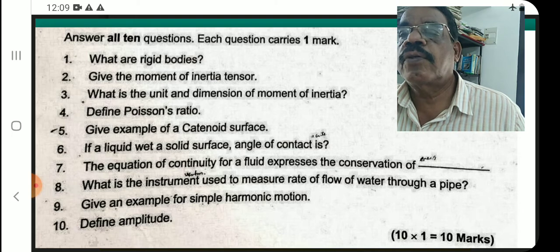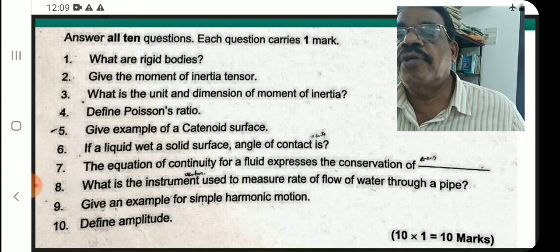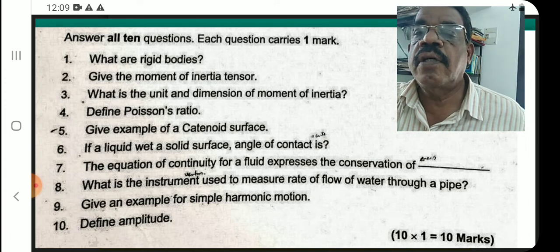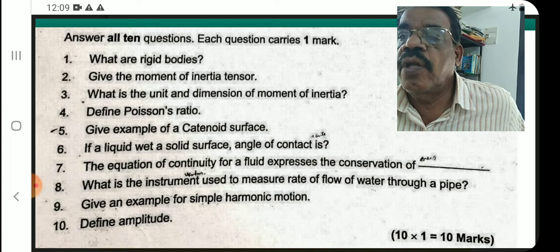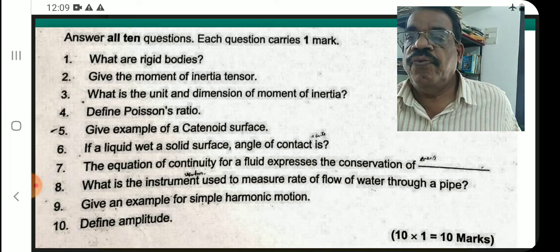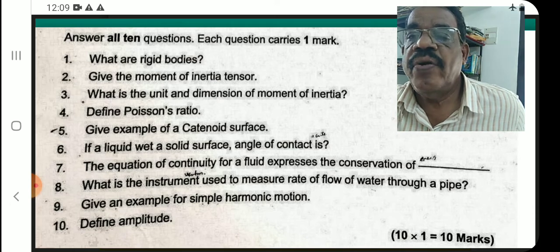What are rigid bodies? Question number 1. Question number 2, give the moment of inertia tensor. Number 3, what is the unit and dimension of moment of inertia? Number 4, define Poisson's ratio. Number 5, give examples of a catenoid surface.